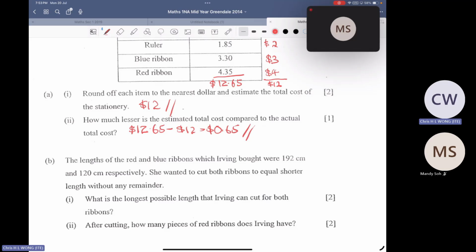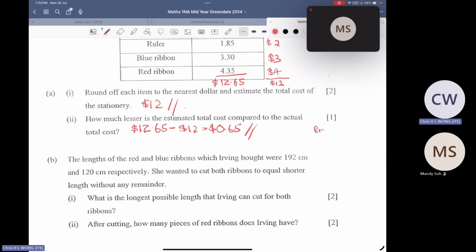So you are going to cut it using HCF. Take 192 and 120, find the HCF. Very easy. Let's do it. I will write here: red ribbon is 192. Blue ribbon is 120.